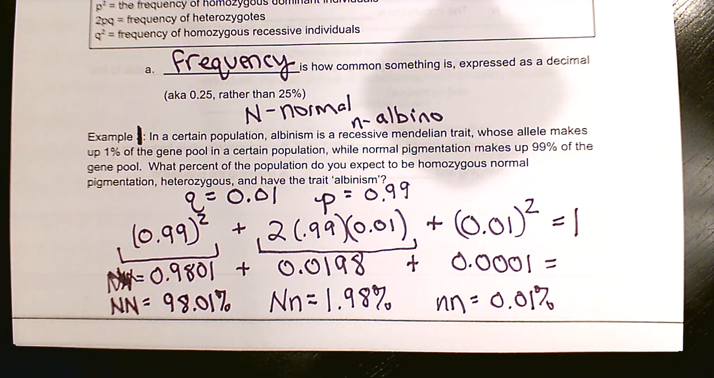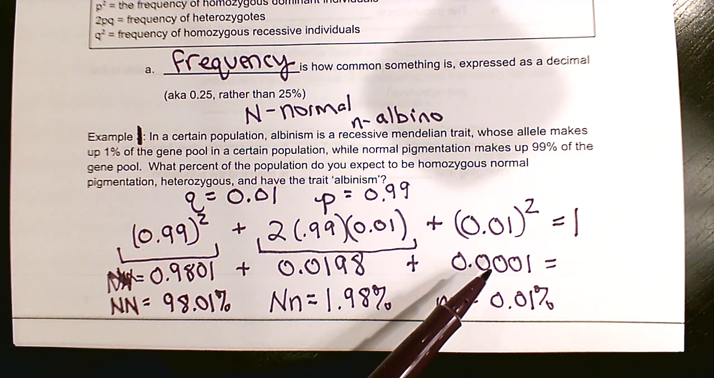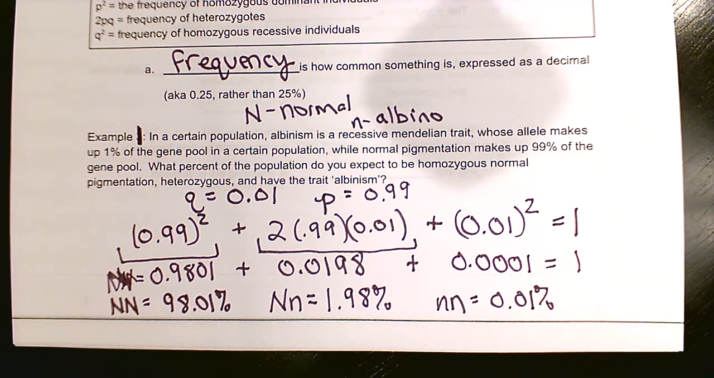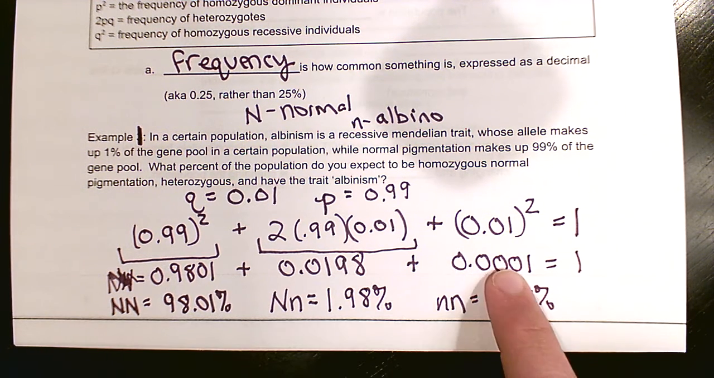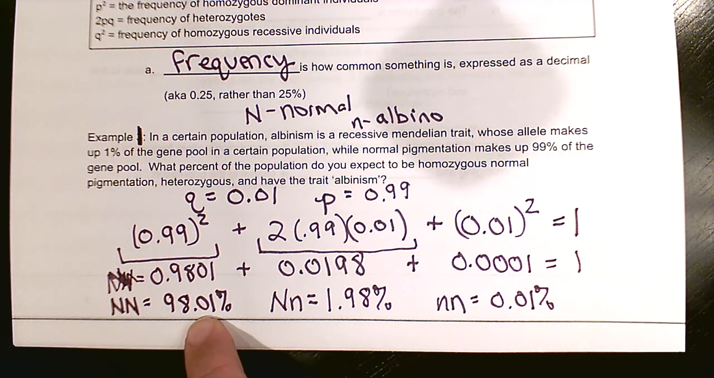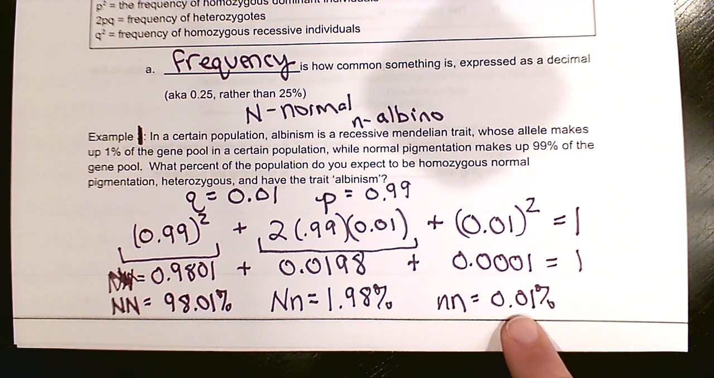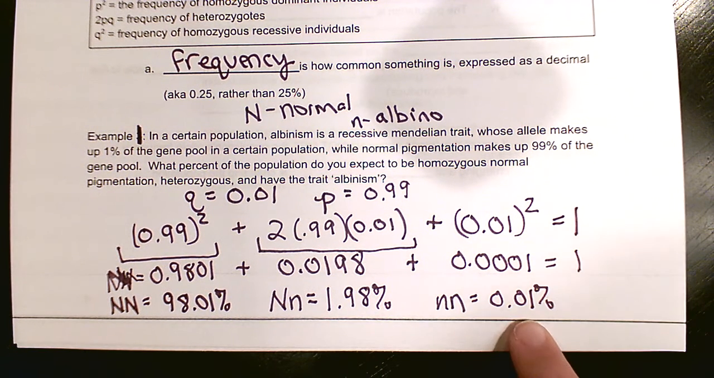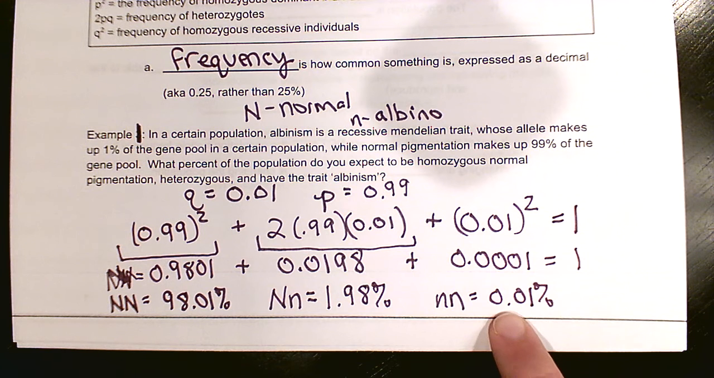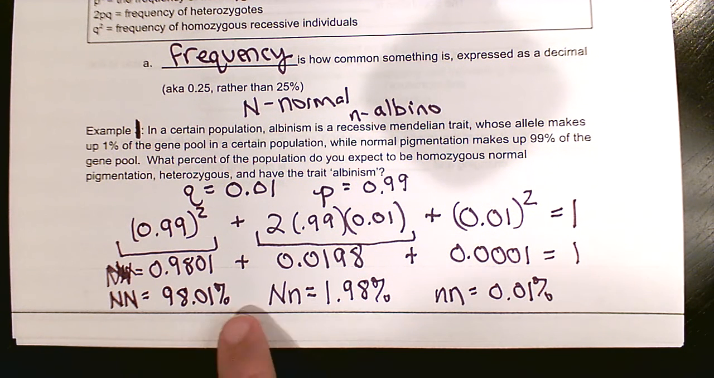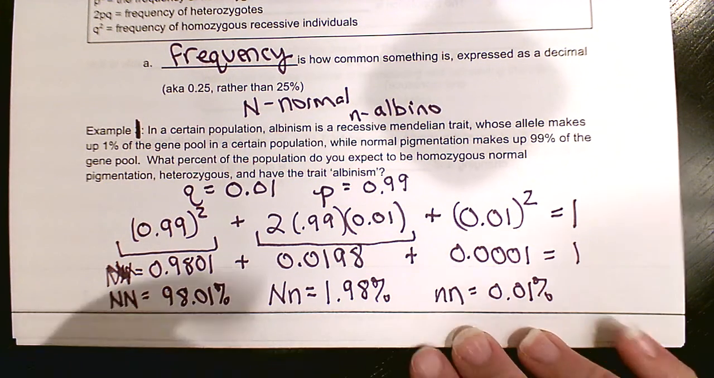Okay, so I have 0.9801 plus 0.0198 plus 0.0001, and I get exactly 1. Okay, so remember, frequencies are the decimals. When we're talking about the percentages, we want to take it times 100. So that means 1/100th of 1% of the people in this population would have the albinism trait. 99.99% would have normal pigmentation. Remember, because that would be both of these.